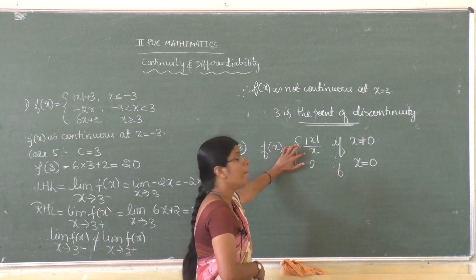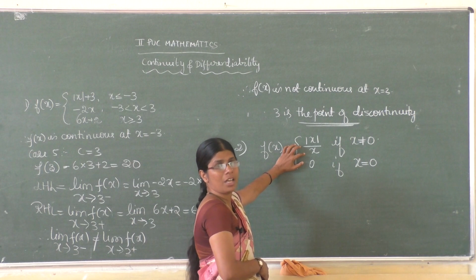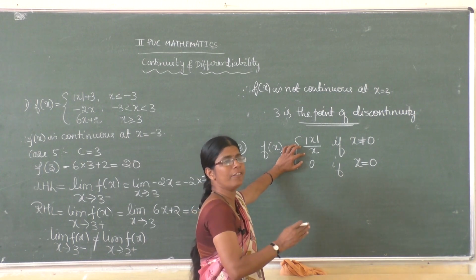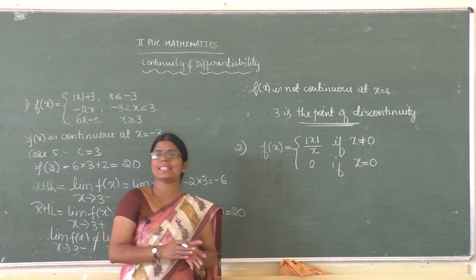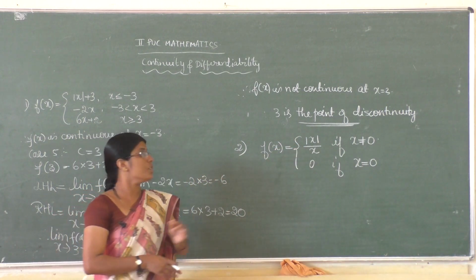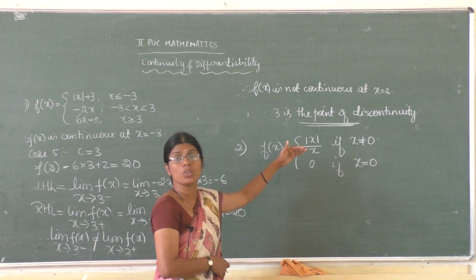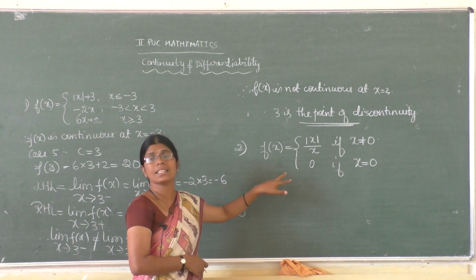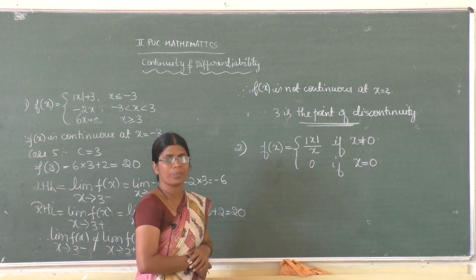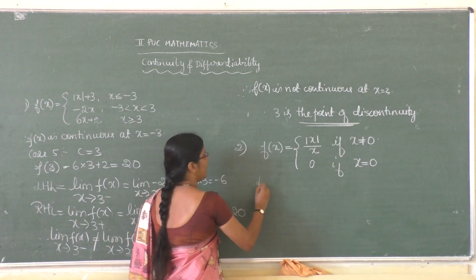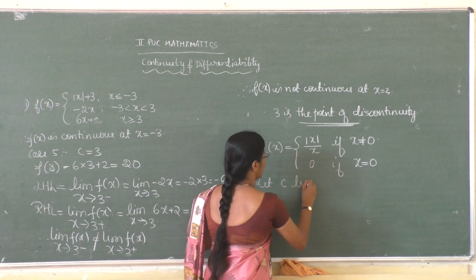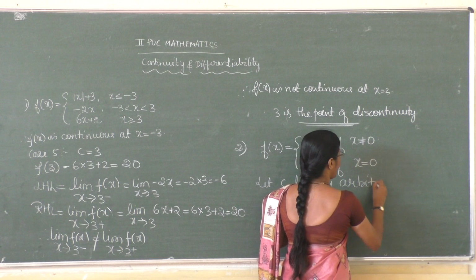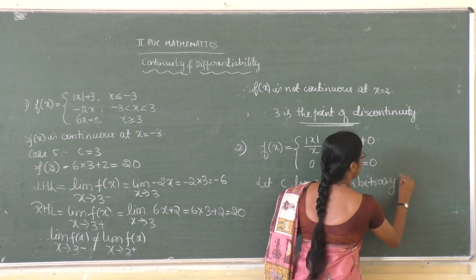But here modulus function is there. We know that modulus function is defined for greater than 0 and for less than 0 differently. So while taking C is not equal to 0, we also consider the cases C less than 0 and C greater than 0. Okay, so let C be any arbitrary real number.